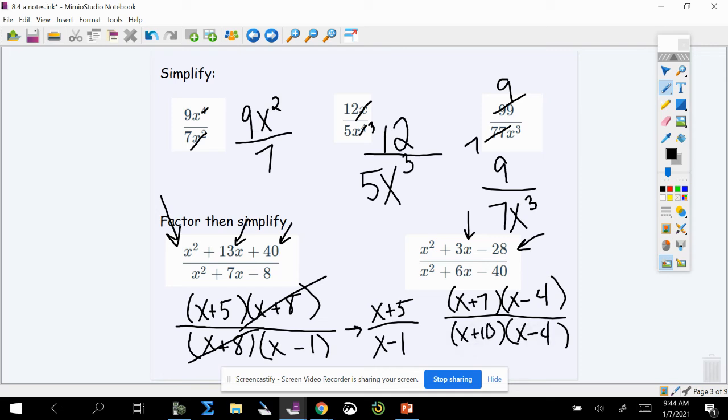And again, you're looking to see if you have any factors. You do. The x minus 4 and the x minus 4 cancel. This is your final answer. When you type in Delta Math, if you want to put it in parentheses, you can, but you don't have to since there's no other factors.